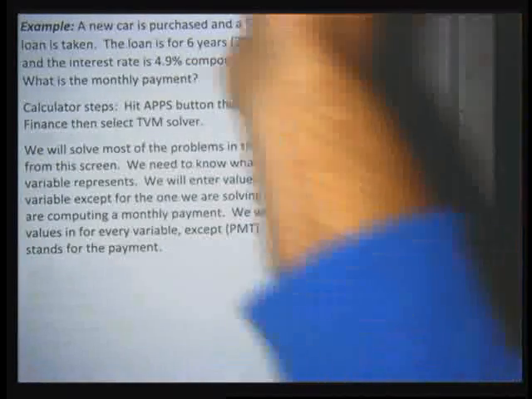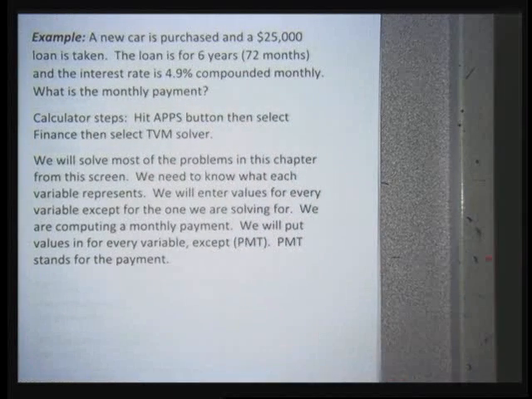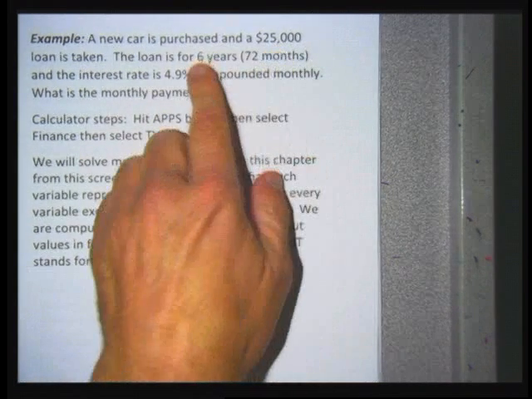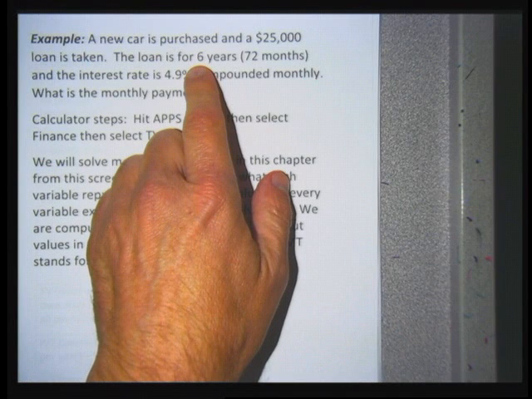All right, so first example, we're gonna buy a new car. I'm taking a $25,000 loan. So I've worked out all the specifics, and I want to know what my monthly payment's gonna be. Well, in order to know my monthly payment, I need to know the amount of the loan, which is $25,000. I need to know how many payments. And in 6 years, if you're taking a 6-year loan, that's 72 months.